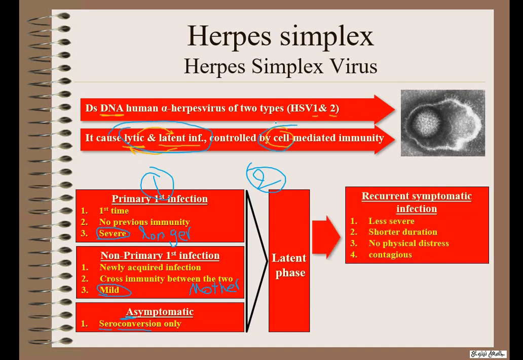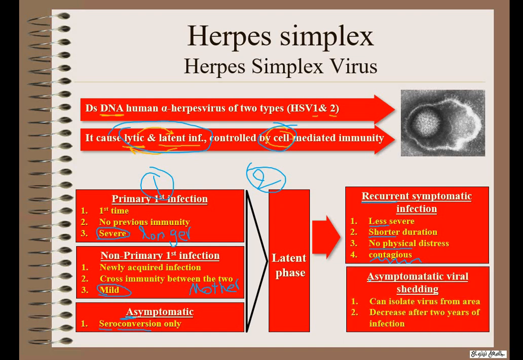Later, the patient may suffer from a recurrent symptomatic infection, and usually this is the manifestation of recurrent symptomatic infection. It is less severe than primary. It has a shorter duration and an absence of clinical or physical distress, but remember, he is contagious during this period.